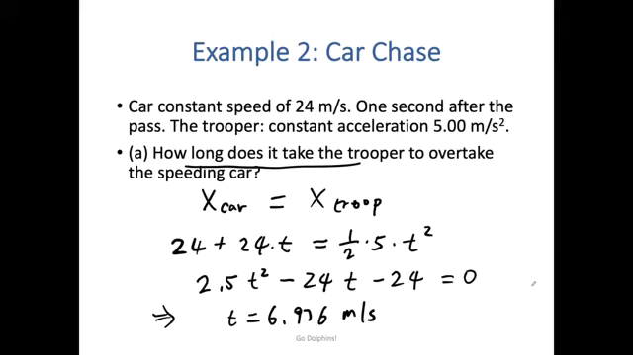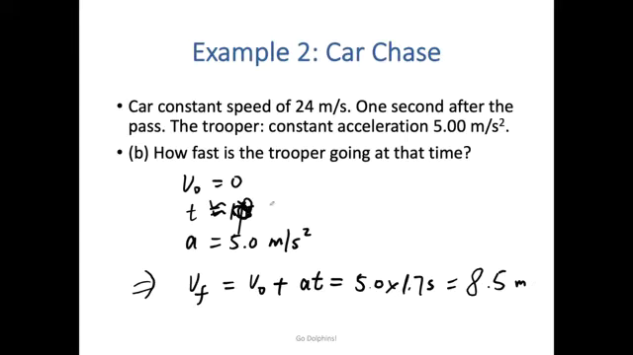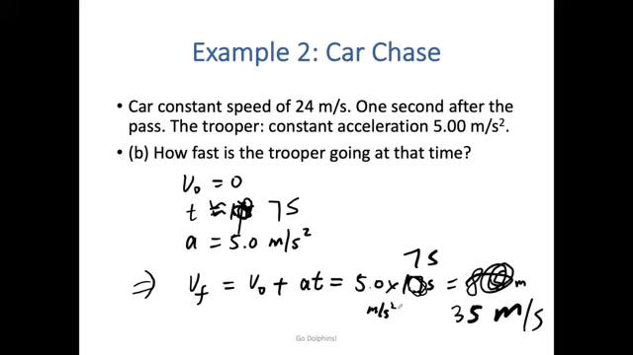Sorry, I think it is roughly 7 seconds rather than 1.7. It's roughly 7 seconds. The time is roughly 7 seconds. So it's roughly 35 meter per second. That's how fast the trooper is going when the trooper catches up with the speeder.